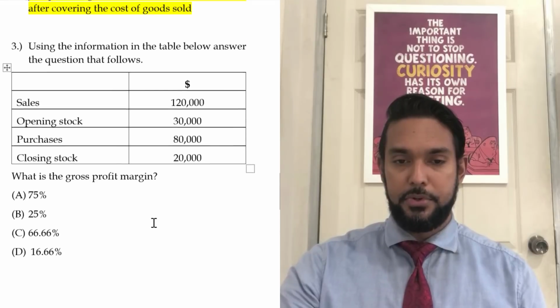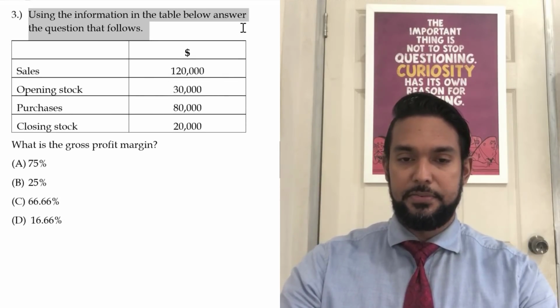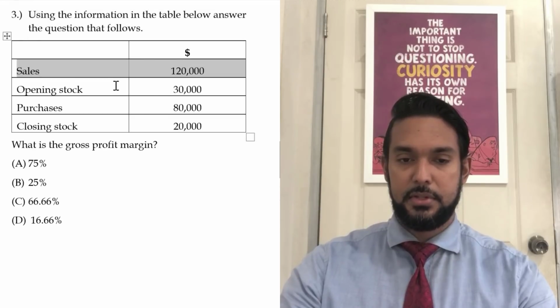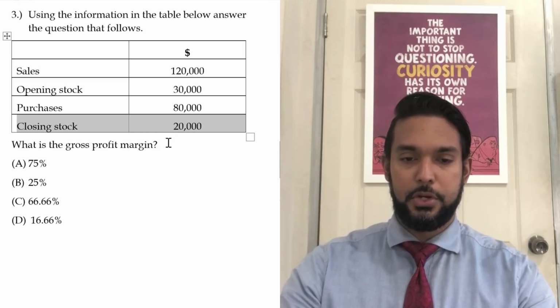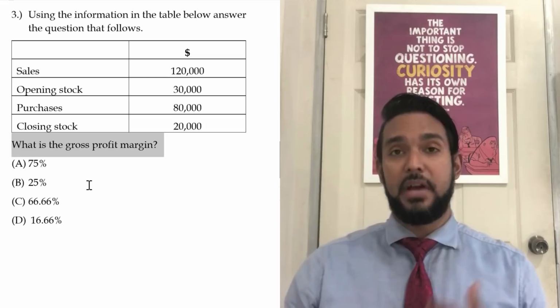Okay, let's go down to number 3. It says, using the information in the table below, answer the following questions. So we have sales, opening stock, purchases, closing. So what is a gross profit margin? To find gross profit margin, we need gross profit and to divide by net sales.